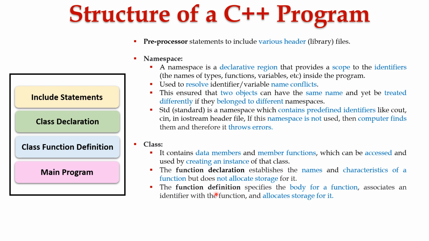So if it is done outside the class, it is being given in class function definition section. Next, main function section. So the main function is the place where the start of the execution of the program is being done. And it also creates the object for the class which are being used in the program. Hope you all are clear in structure of the C++ program sections.